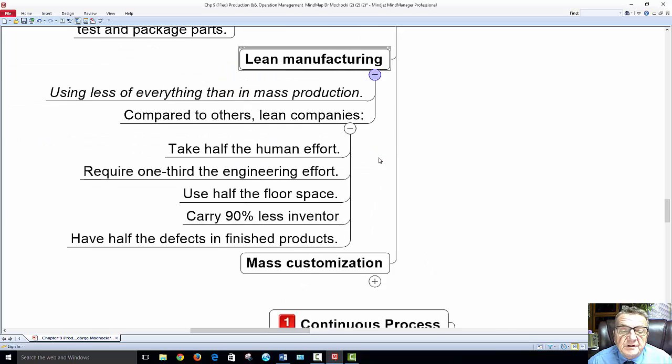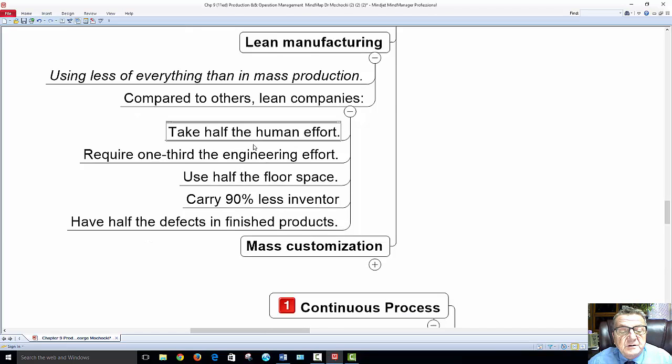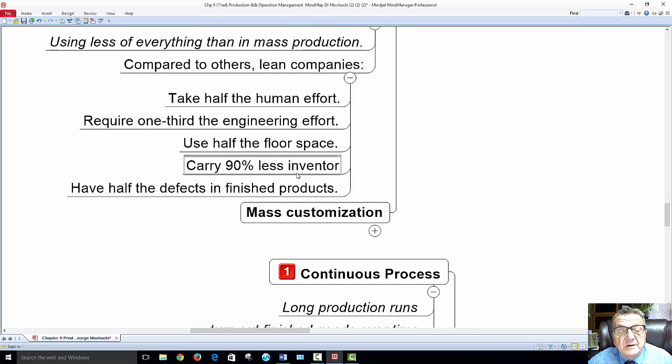Okay, lean manufacturing. What's lean manufacturing? Using less of everything than in mass production. I'm just using it as I need it, and I can control it because of technology. Compared to other lean companies, lean manufacturers take half the human effort, require one-third of the engineering effort, half the floor space, and carry 90% less inventory.